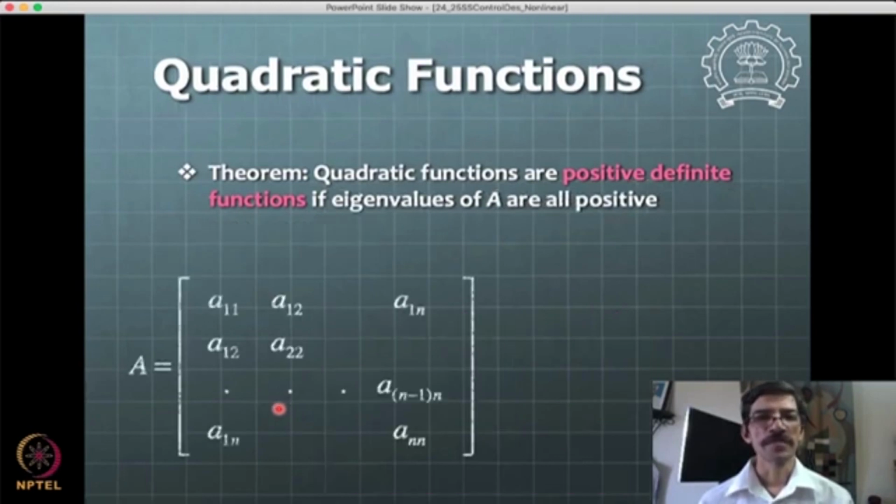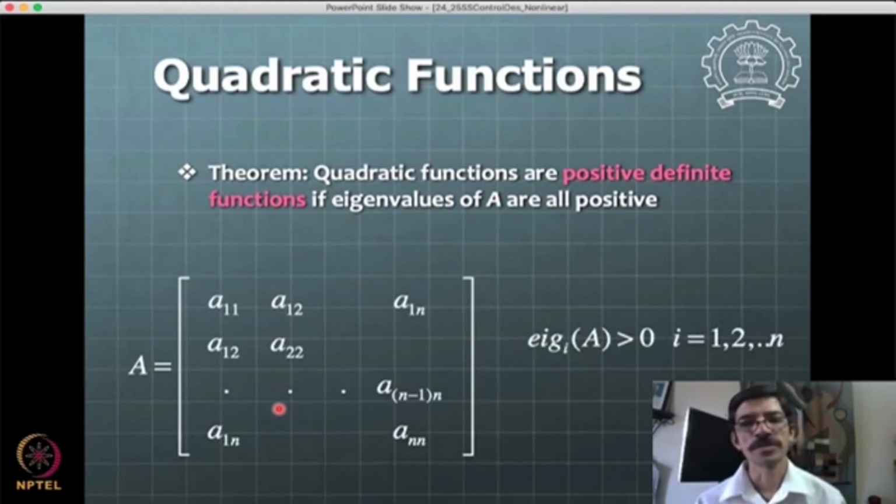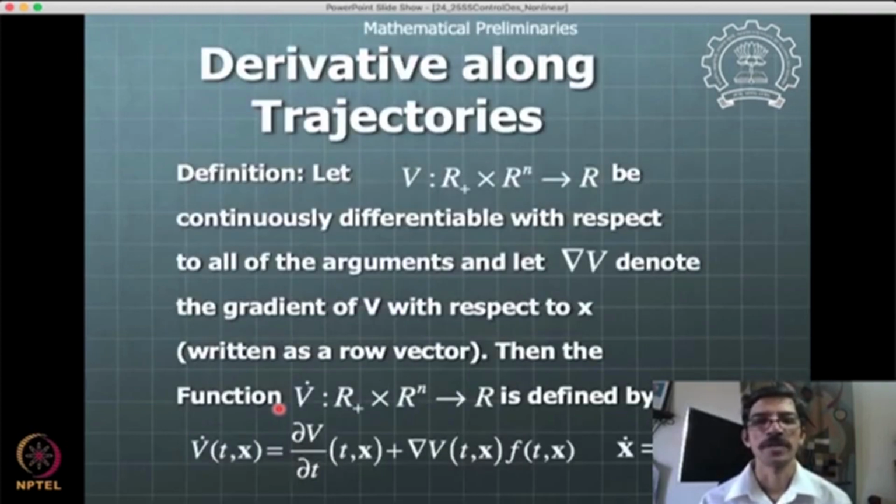Then there is another theorem which says that quadratic functions are positive definite functions if the eigenvalues of A are all positive. You can find out the eigenvalues of A, and if they are positive, then this quadratic form has a positive value.